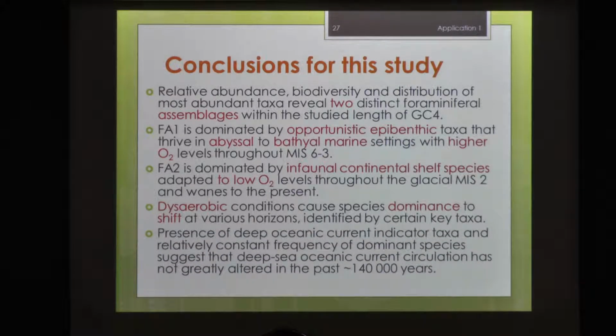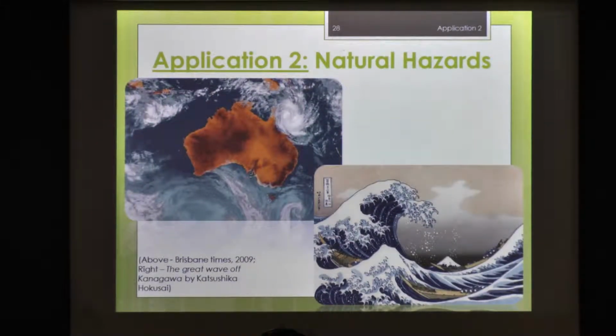And the presence of deep oceanic current indicator taxa and their relatively consistent frequency throughout this section of core has also brought home that the deep sea oceanic current circulation in this region hasn't changed a lot in the past 140,000 years. So, moving right along.